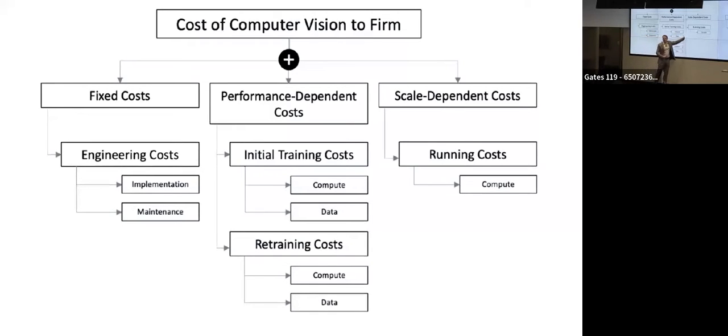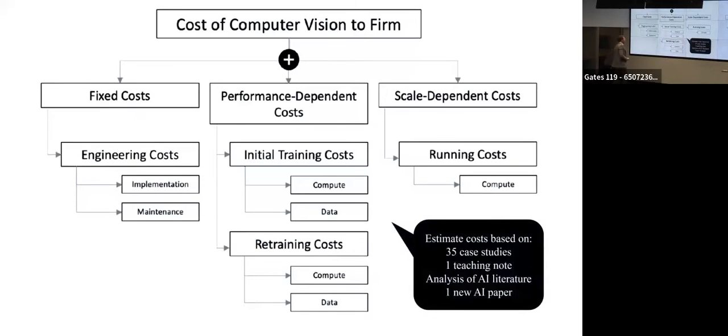And then you actually have your scale-dependent costs. Like you actually just have to run the system, and you might have to do that more under some circumstances. Okay, so that's a big cost tree. As I said, we did a lot of different things to try and get hold of this.